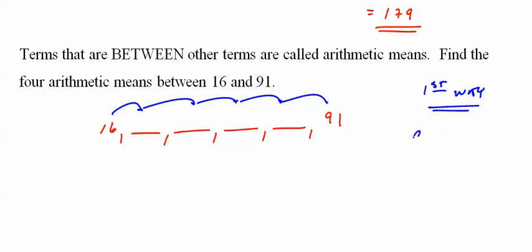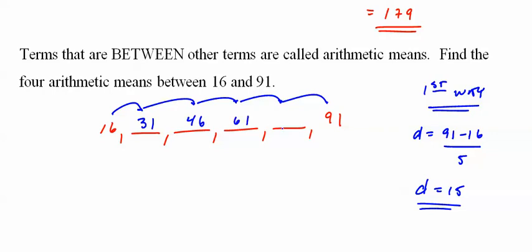So D is 91 minus 16 over 5. D is 15. And in case you're worried you're going to mess it up, always check. 31, 46, 61, 76. Looks like it works.